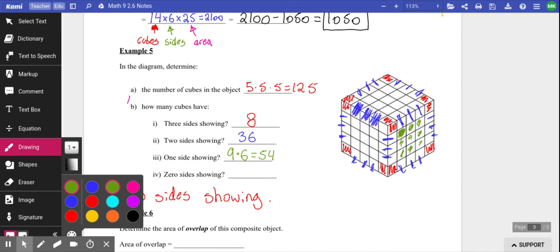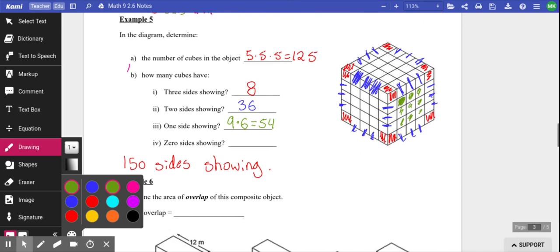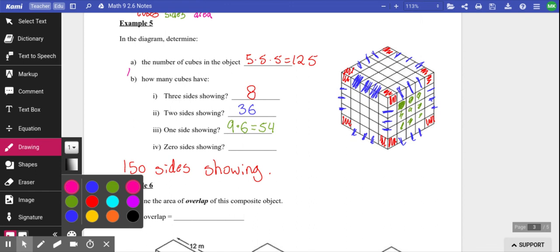Another way you could do it is you could take the total number of cubes, which we know is 125, and you could subtract how many 3-sided there are, which was 8. Subtract how many 2 sides there were showing, which is 36, and then subtract 54. And you would get 27 cubes that ended up showing none of their sides. Both methods are legitimate. If you can picture that on the inside, it's probably a way faster way to do it.